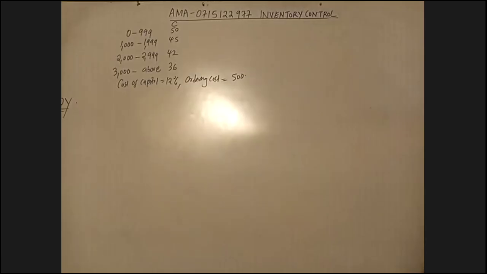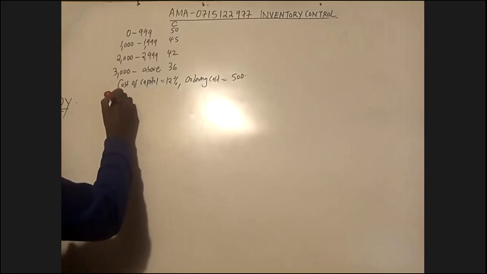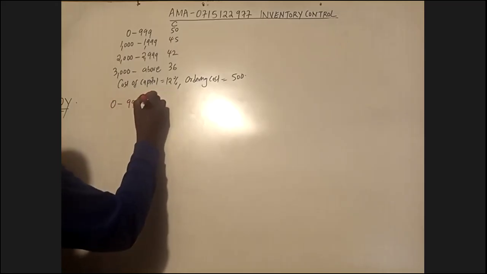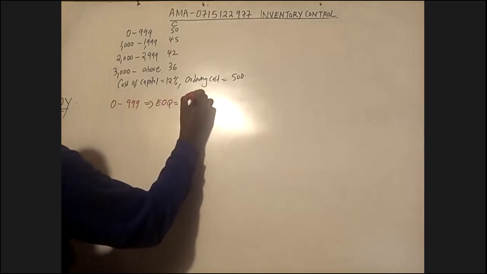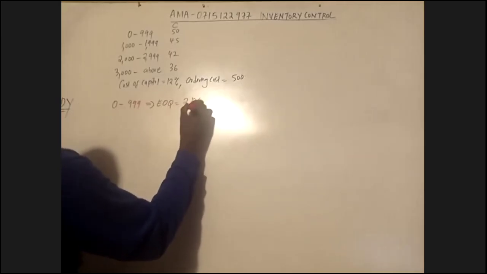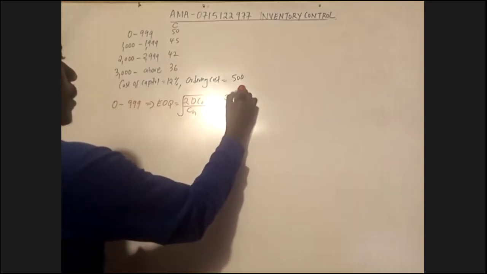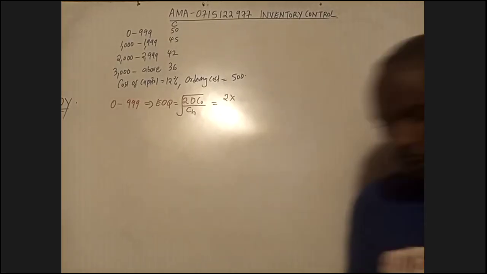Now this one is very important. We start with number one, between 0 to 999. The first thing is we find the EOQ for this level. EOQ is the square root of 2DCO over CH. We say 2 times our demand. Our annual demand from the question is 10,000.